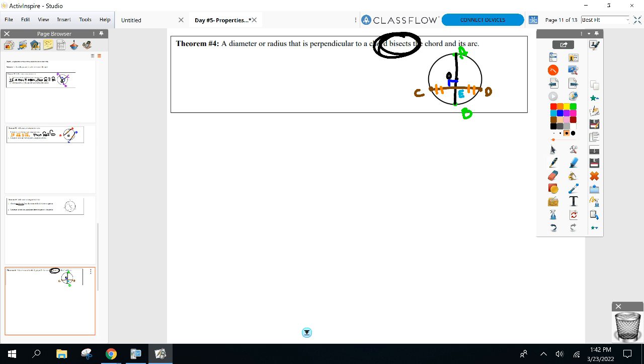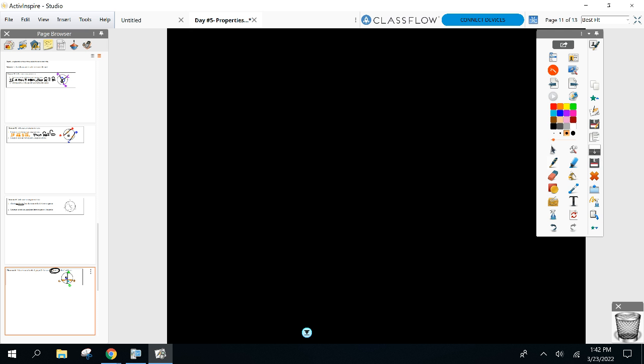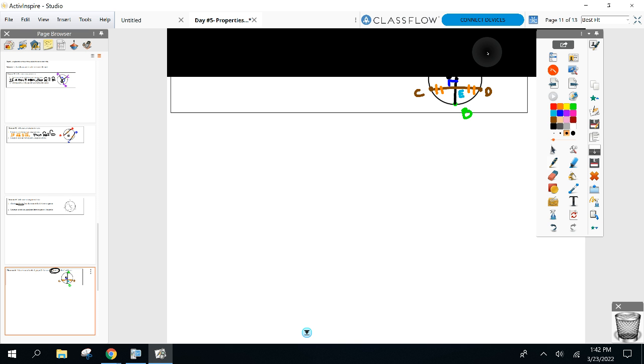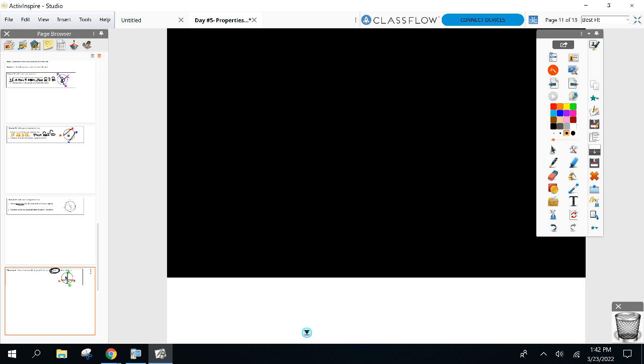Time out. It is going to be very rare that you see in your diagram a full diameter. You may see this. What am I showing right here from O to B? That's called a what? Radius. Do you think the theorem still applies? Yeah, it still does. You may even see less.